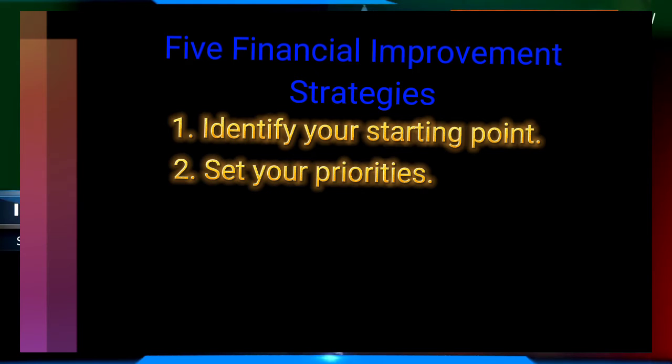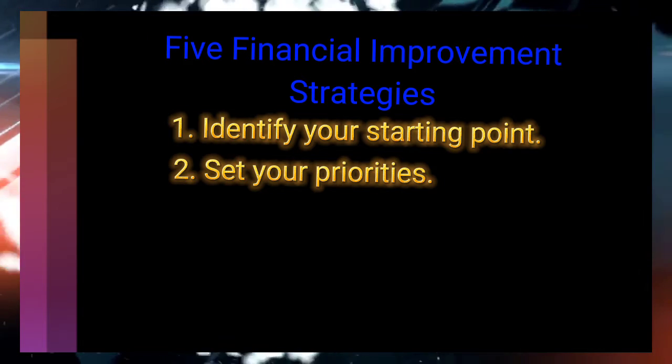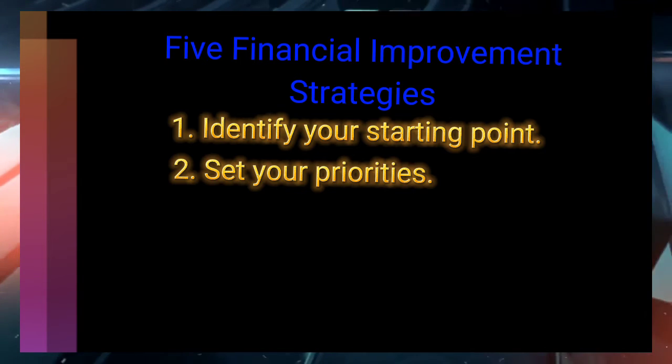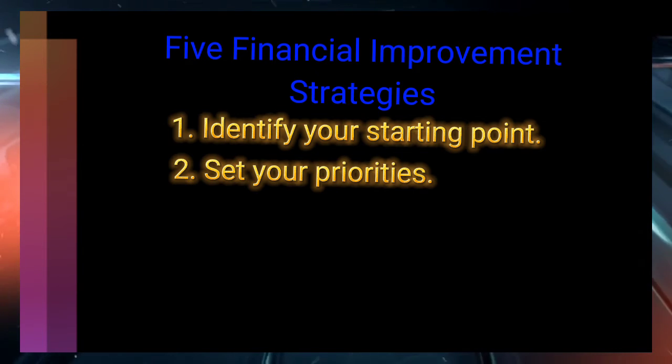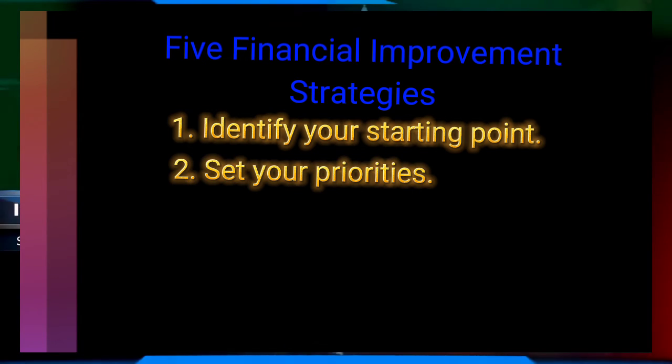Number 2. Set your priorities. Making a list of rated needs and wants can help set financial priorities. Needs are things one must have in order to survive, like food, shelter, clothing, healthcare, and transportation. While wants are things one would like to have but are not necessary to survival.